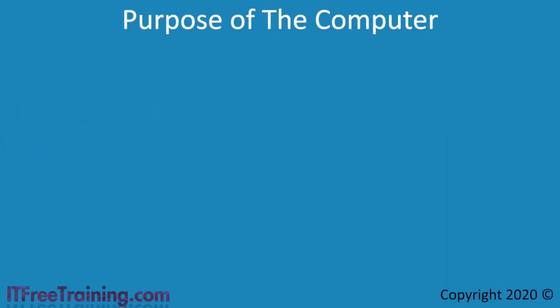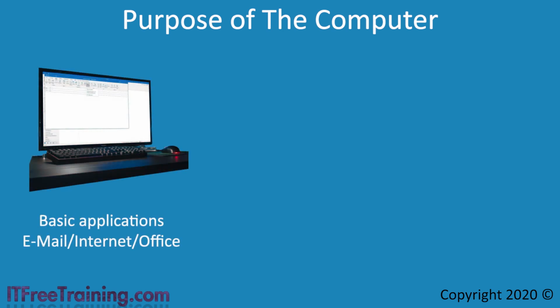The first decision you will need to make is what is the purpose of the computer that you will be putting together. Computers can be used for many things. However, they generally fall into three different categories. The first is being used for basic applications like email, internet, and office work. These computers, since they don't require too much performance, generally don't cost too much.